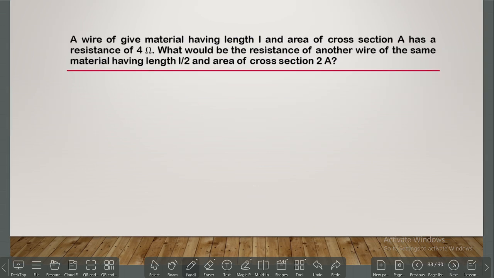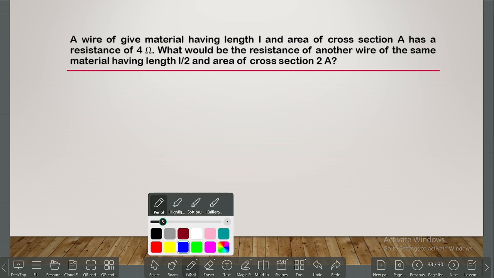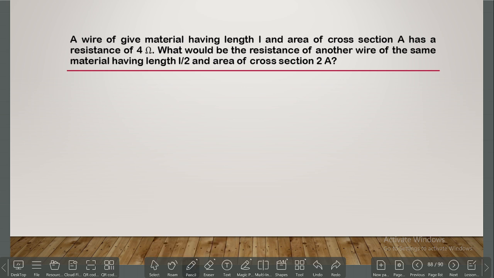Now next question: a wire of given material having length L, that means a wire is there, it's having a length of, what is the length of the wire? They didn't give any value, let's take it as L itself, and the area of cross section is A. If it is like this, the resistance of the wire is going to be 4 ohm. What would be the resistance of another wire? Since two wires are there, we can write it as L1, A1, R1. Now we'll write for the second wire.